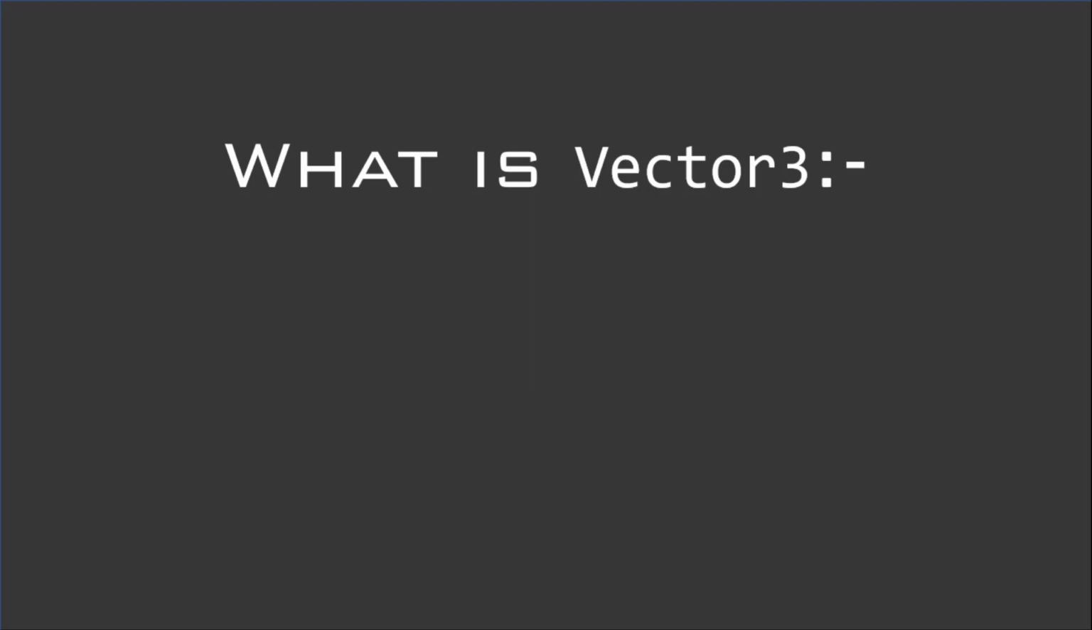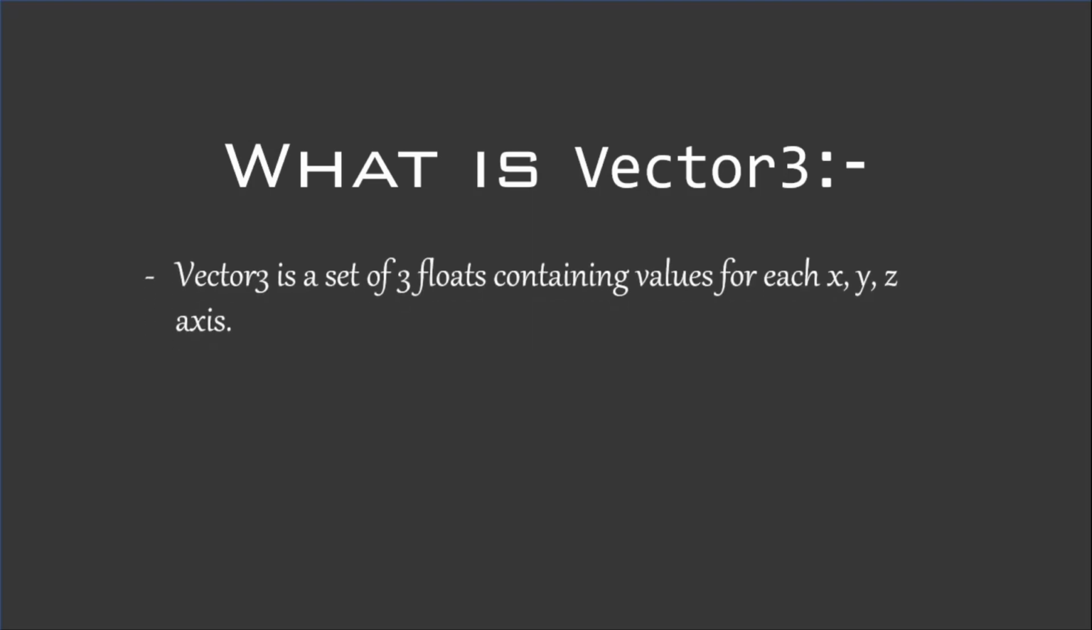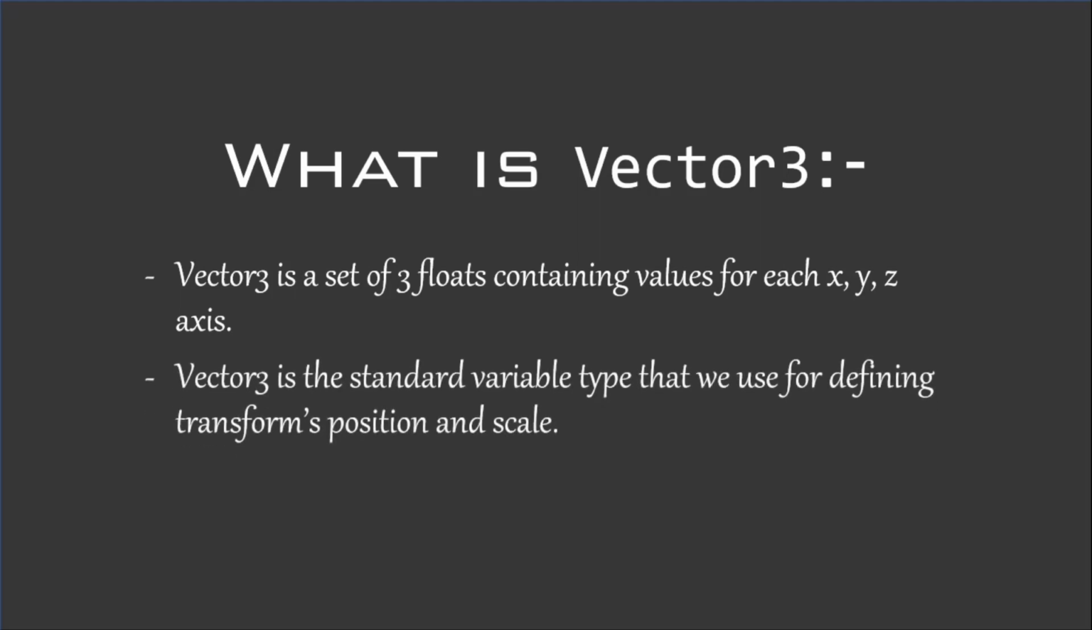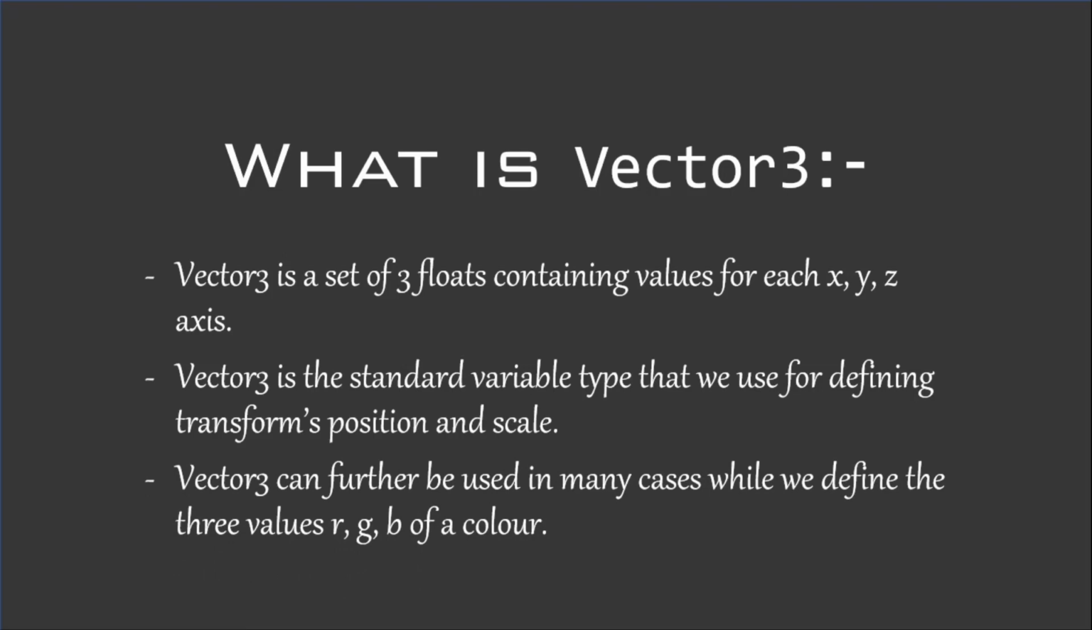What is Vector 3? Vector 3 is a set of three floats containing values for each x, y, and z axis. Vector 3 is the standard variable type that we use for defining transforms, position, and scale. Vector 3 can be further used in many cases, or will define the three values of R, G, and B of a color.